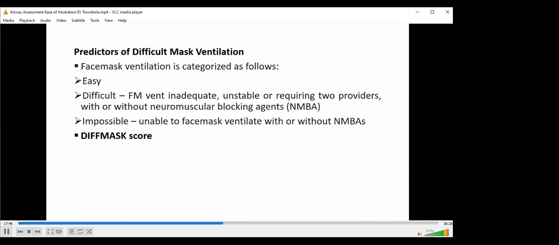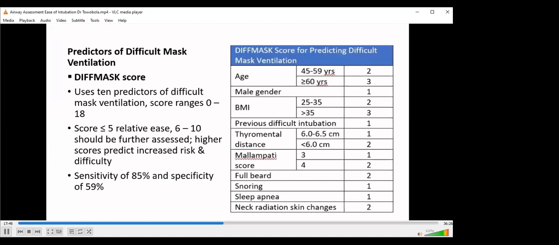Let's look at the DiffMask score. The DiffMask score uses 10 predictors of difficult mask ventilation, and the score ranges from 0 to 18. A score of equal to or less than 5 connotes relative ease. A score of 6 to 10 would require further assessments by other methods or investigations. Higher scores predict increased risk and difficulty. The score has a sensitivity of 85% and a specificity of 59%.